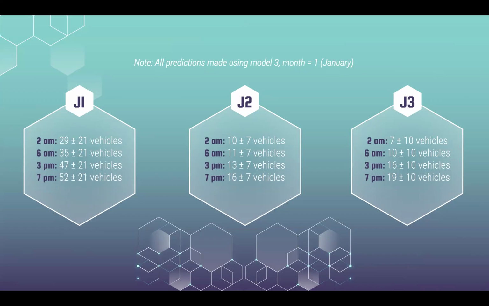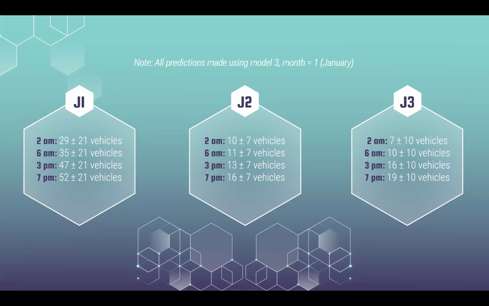For junction 2, we got for 2 a.m. 10 plus or minus 7 vehicles, 6 a.m. 11 plus or minus 7 vehicles, 3 p.m. 13 plus or minus 7 vehicles, and 7 p.m. 16 plus or minus 7 vehicles.